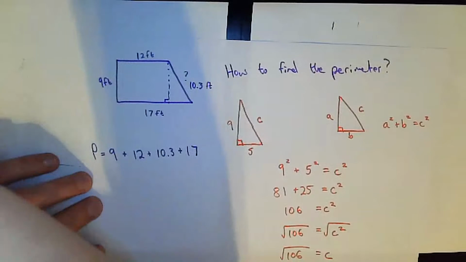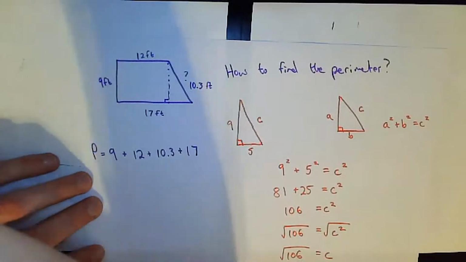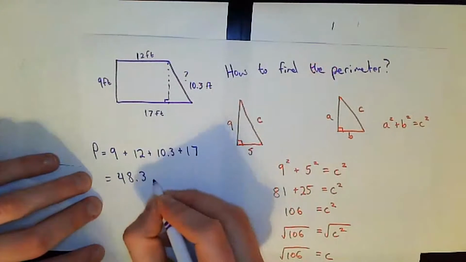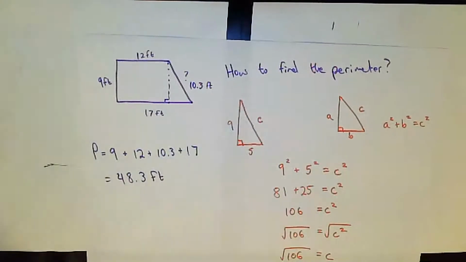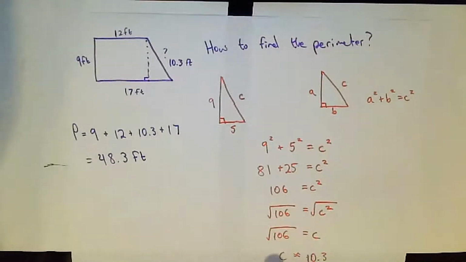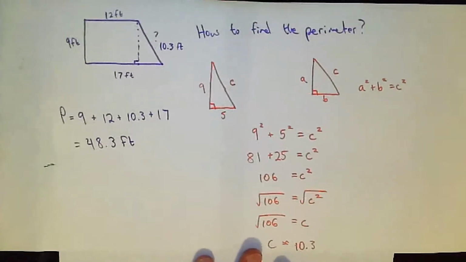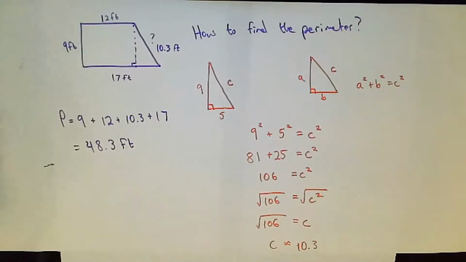I messed up. 9 plus 12 plus 10.3 plus 17 is 48.3 feet. Probably would not ask you one like this on the test or even in the homework. It's a bit too much to ask, probably. But there it is. If you needed to do it in real life, that's how you could do it.